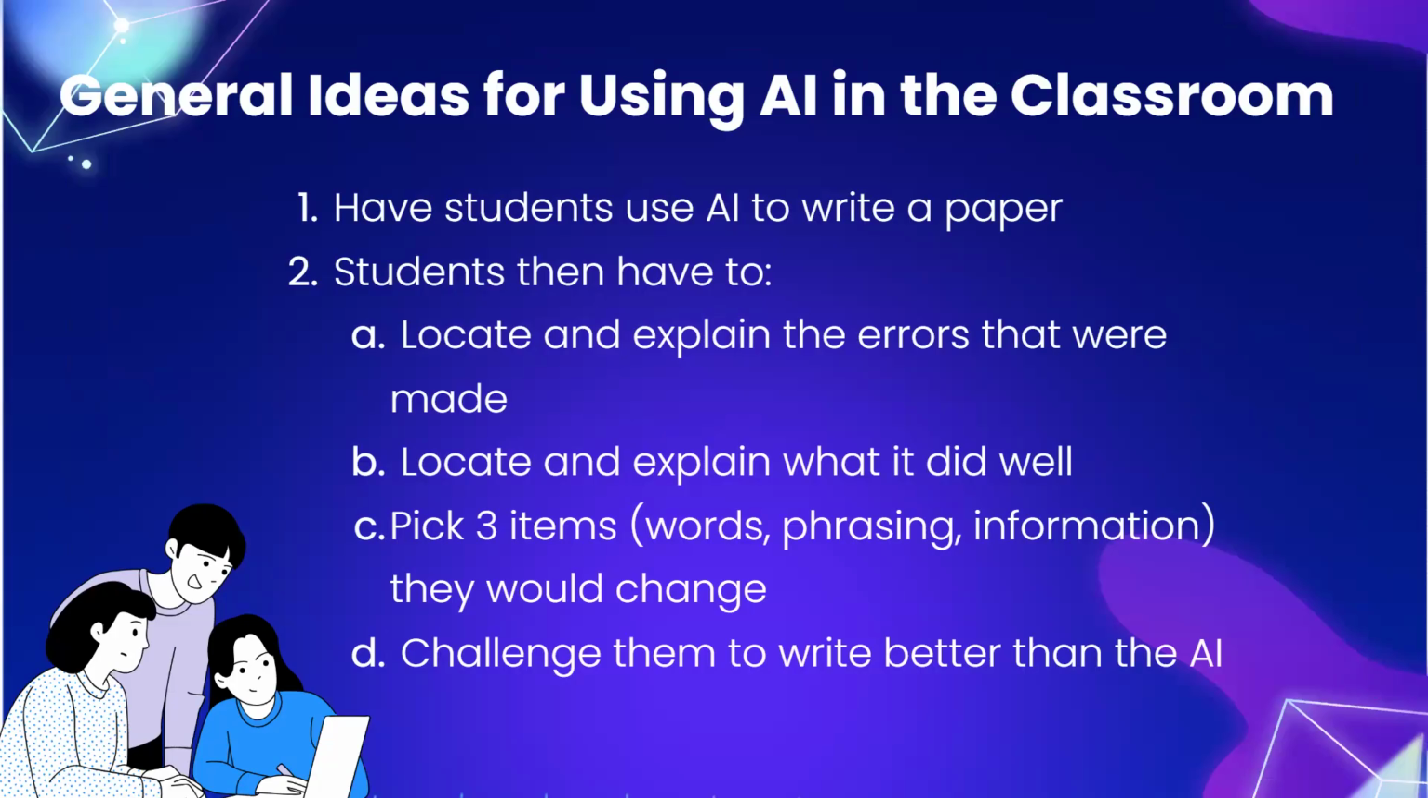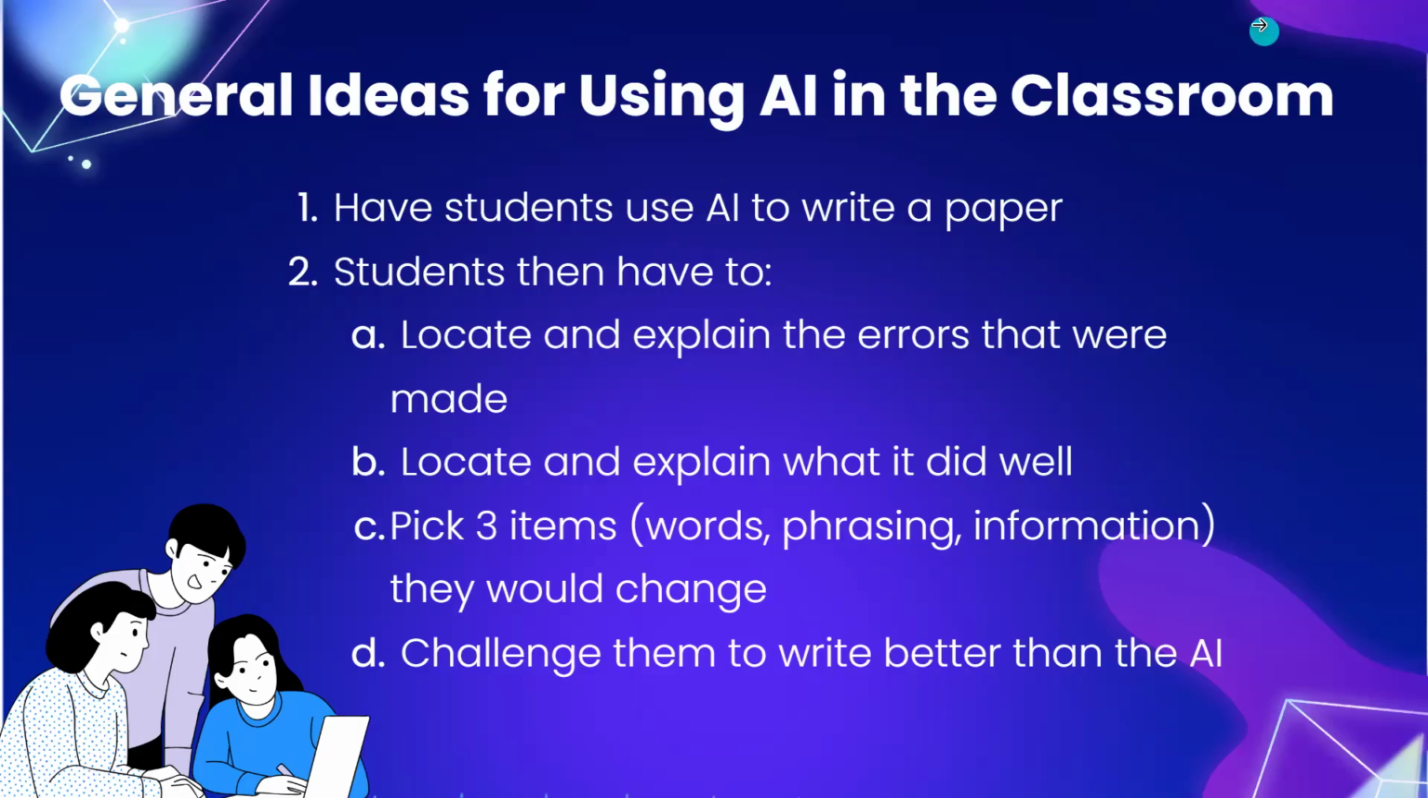So you're not just saying, I need you to write a paper, and then they go and use AI to do it. You're saying, okay, first I'm going to have you use AI to write a paper. Then we're going to use that to learn from. So you could have students, depending on what criteria they have to put in for their paper, locate and explain any errors that were made, maybe by the chatbot or whatever AI they're using. Then they could also find and explain what it did do well.